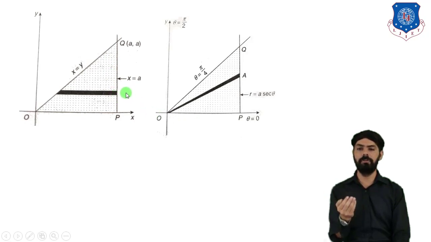So if we convert this region into polar form, then it will be like this. Here y equal to x is at 45 degrees. Therefore, we can say that here theta is equal to pi divided by 4. Now, as we have discussed earlier, in polar form, x equal to a will be r is equal to a sec theta. So, this is the region in polar form. Now, from this diagram, we will have to find the limits of r and theta.